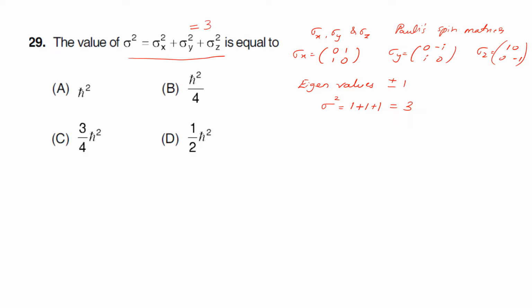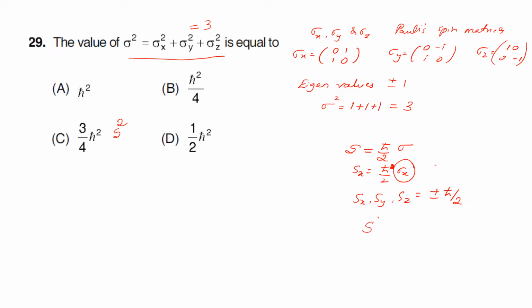But in the options it is not there. Instead of that, 3 h cross square by 4 is there. That is the eigenvalue of square of the spin angular momentum matrices S. So spin angular momentum matrices is given by S is equal to h cross by 2 sigma. That is Sx is h cross by 2 sigma x, Sy is h cross by 2 sigma y. Similarly, Sz is h cross by 2 sigma z. Since sigma x eigenvalue is plus or minus 1, eigenvalues of Sx, Sy and Sz are plus or minus h cross by 2.